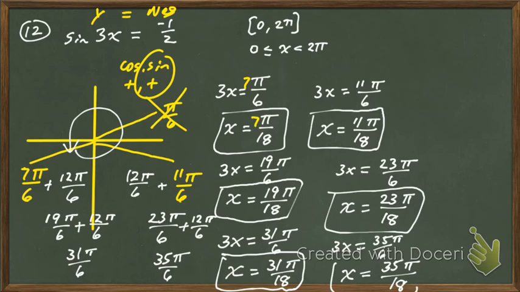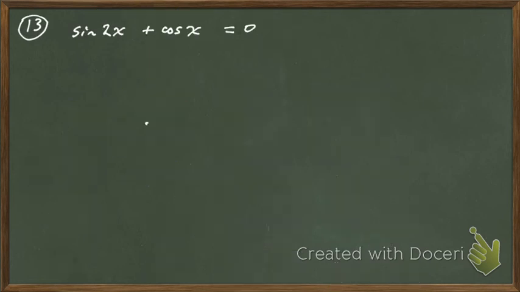Why? Because you're almost at 2 pi, right? So I think it's these 6 answers: 7/18, 11/18, 19/18, 23/18, 31/18, 35/18 pi. Any questions on 12? Yeah. Could sine of 2x be written as 2 sine x cosine x?